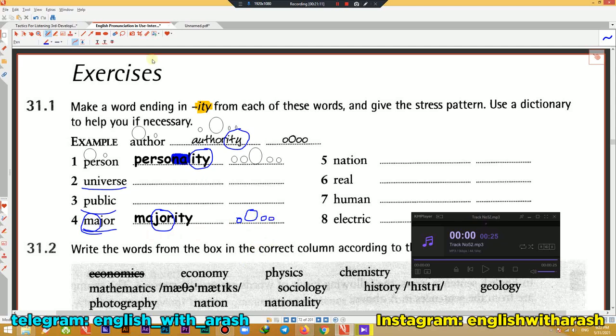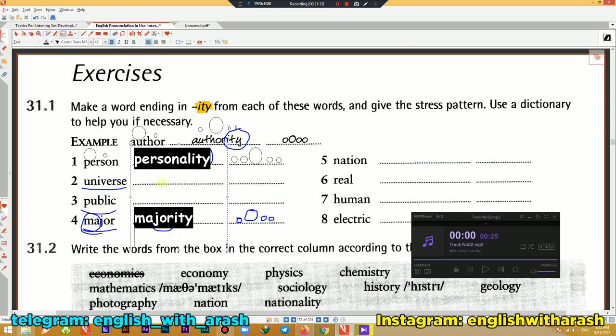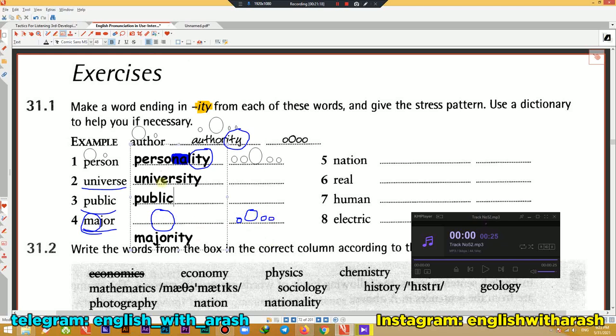Good, publicity, university. Where's the stress? So stress here in universe is on the first part, but now stress is here, university. Publicity. Again, publicity is the same. Good. Let's move on.